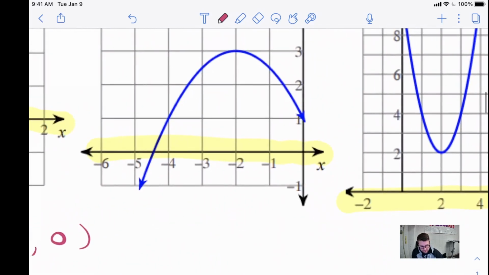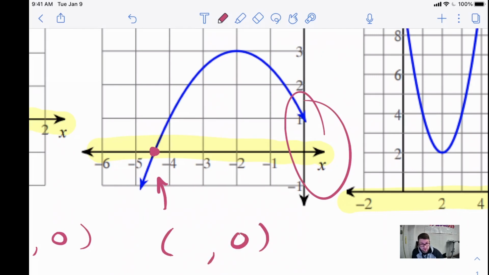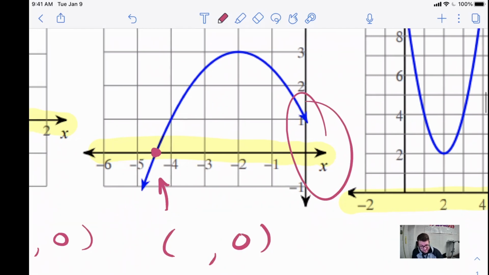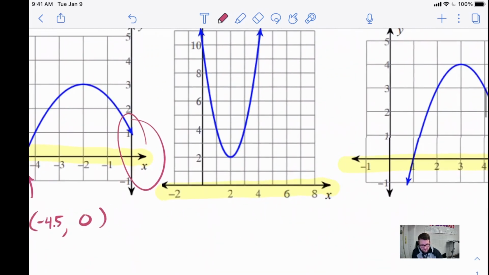Here's your next one. Now, this one's unique. And the reason it's unique is because this one kind of crosses in the middle, and I can't see where this one crosses. So if that's the case, we just got to kind of take our best guess. So it looks like this one is going to cross at, remember 0 is the second number, looks like a -4.5, because that would be in the middle there. And then since we can't see the other one, we don't even need to write it. So that's it. Look at this one. Does it cross? No. So we're going to say not shown.